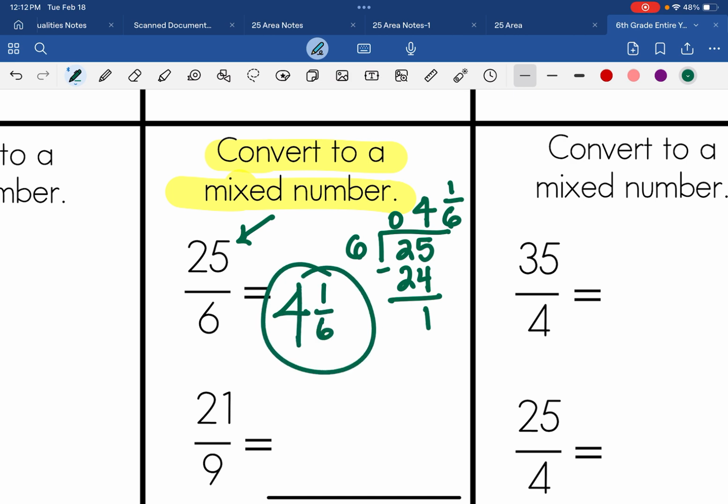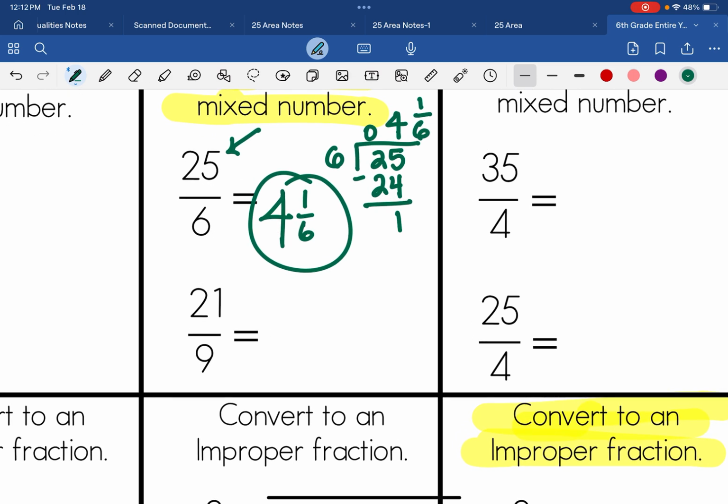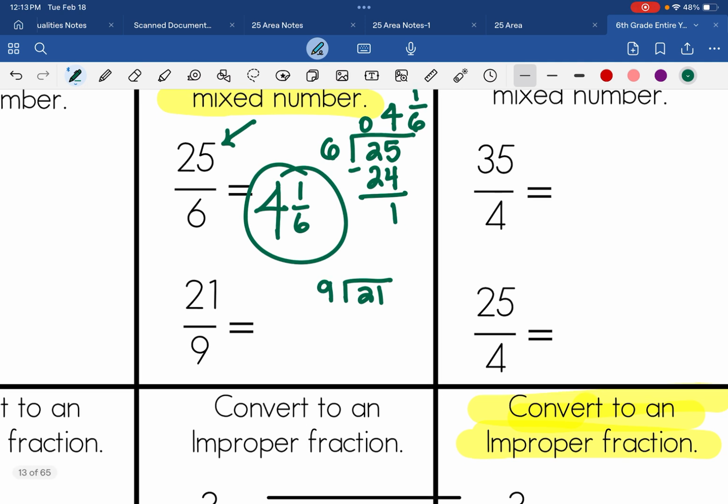All right. So let's look at the next one too. Once again, my top number goes inside my house. My bottom number goes on the outside. Can 9 go into 2? No. Can 9 go into 21? Well, of course. How many times? It goes in 2 whole times. 2 times 9 is 18. Subtract. And we get 3.